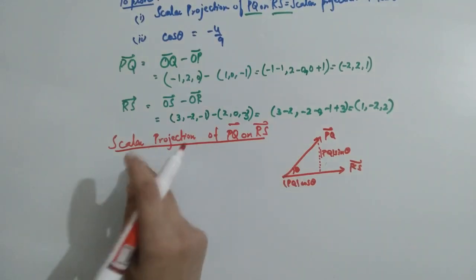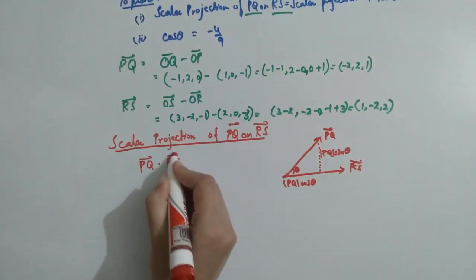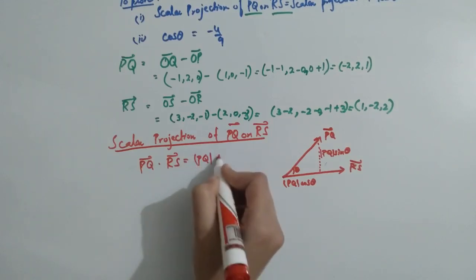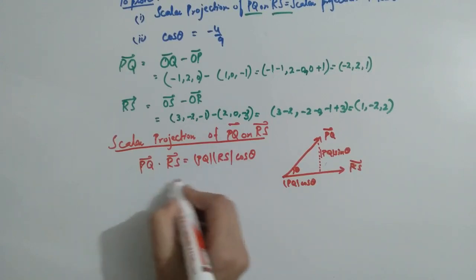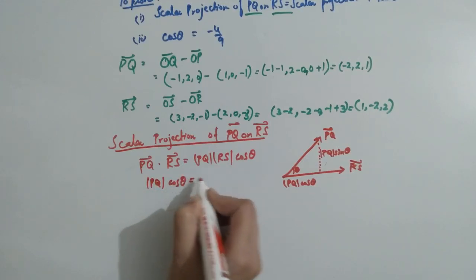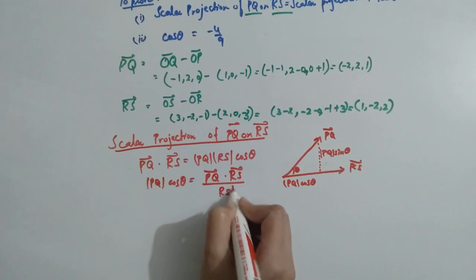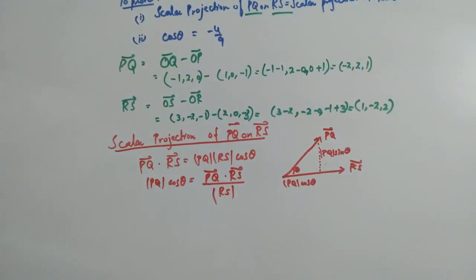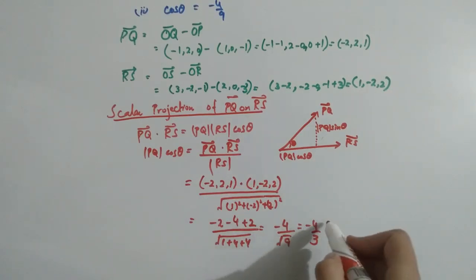By the definition of dot product, you know that PQ dot RS equals the PQ magnitude, the RS magnitude, and the cosine of the angle between these two. So what you have to find is PQ cos theta. After separating PQ cos theta, you will get the formula PQ dot RS over RS magnitude. Now putting values here, after taking the dot product you will get this, and after taking the magnitude of RS you will get the final answer as minus 4 by 3.